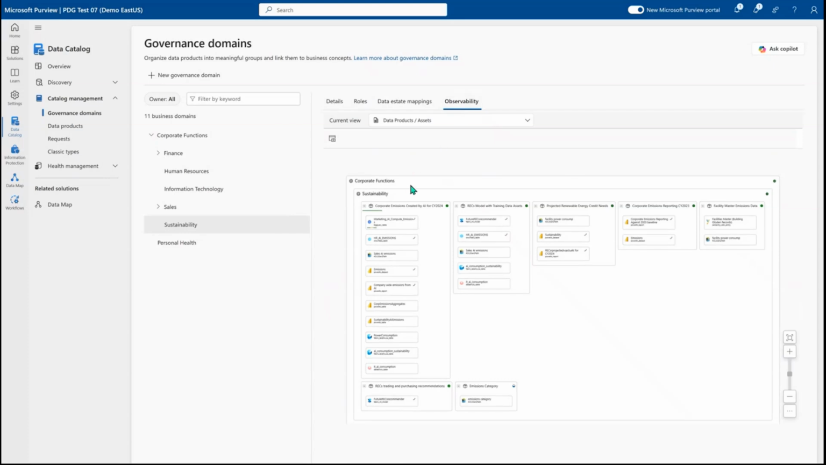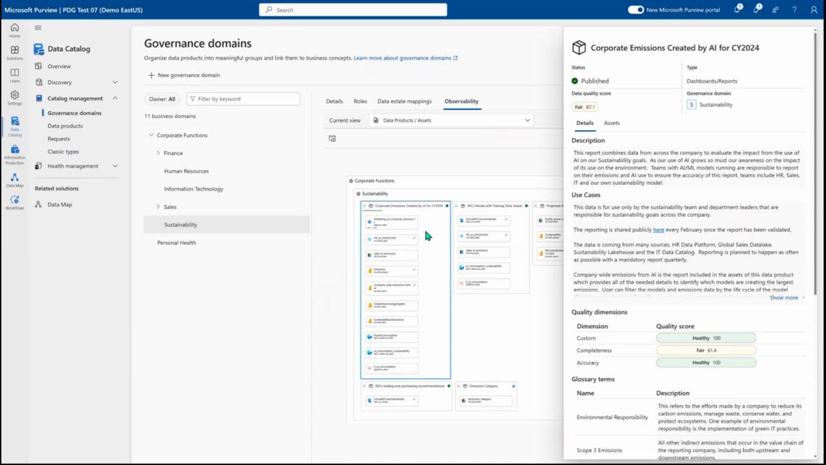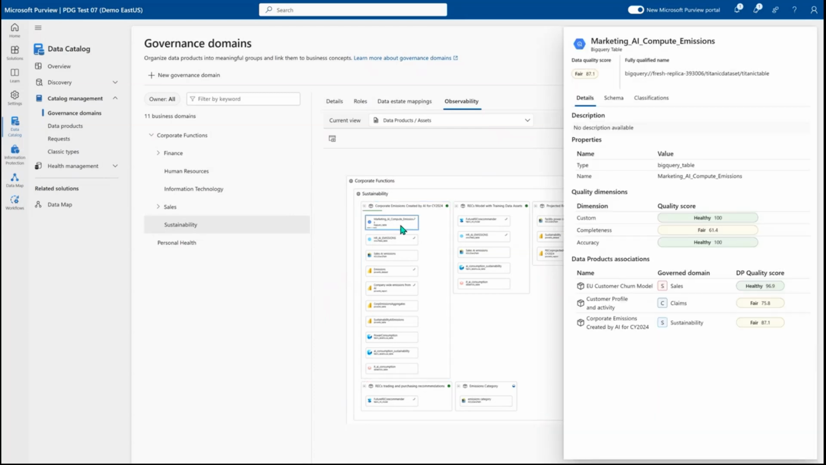You can also use observability here to go through and see how your domain is structured and what it actually already contains. So here we see sustainability is a domain within corporate functions and that it has a few different data products with different data assets that are included in it. So here we can see a summary of what is happening at the data product level or on an individual data asset and start to understand what the data is and what the current status of the data that I'm using is.